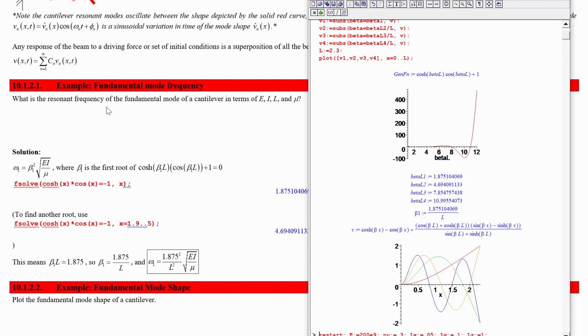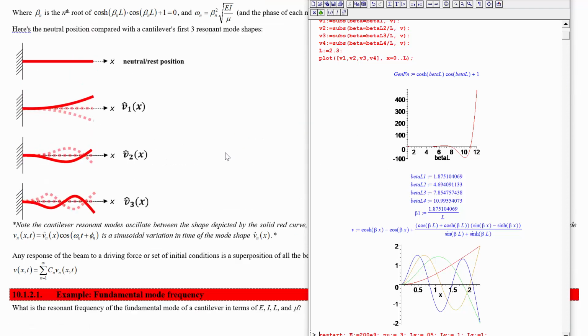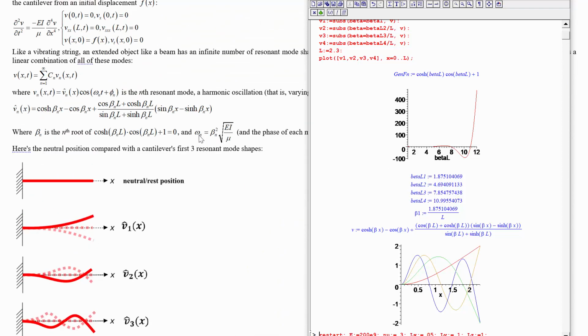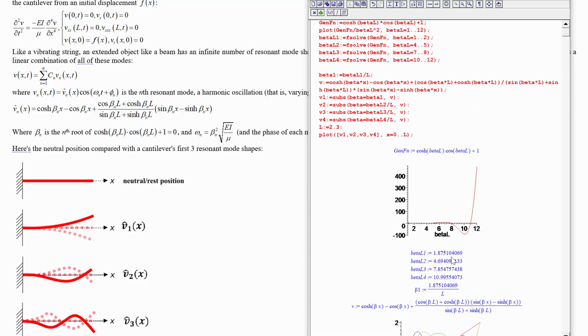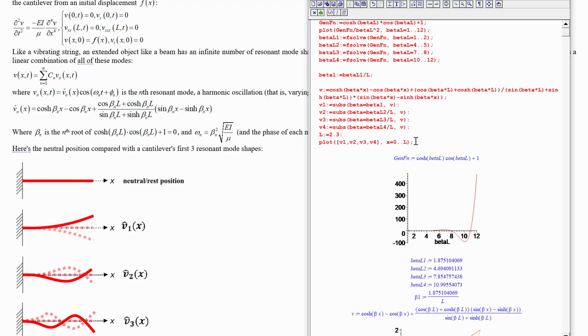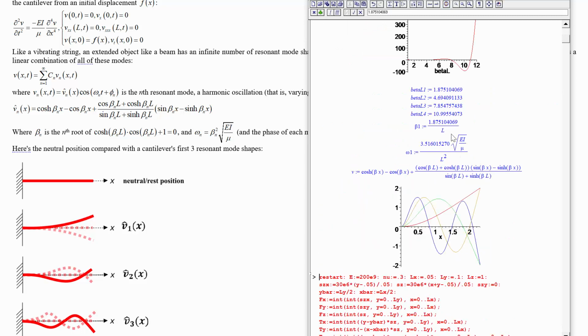This is a bit of a sidetrack, but I think it was pretty fun anyway. This is asking us to find really the fundamental mode frequency, and we didn't actually do that so far. The mode frequency is beta squared times root EI over mu. So if we wanted to know the fundamental frequency, we would just take this beta L1, divide by L, and then say omega 1 is equal to beta 1 squared times the square root of EI over mu. And we get that it is this thing, 3.516 root EI over mu over L squared.